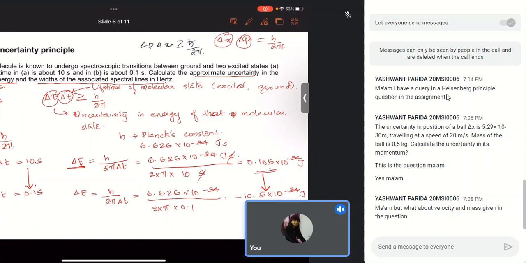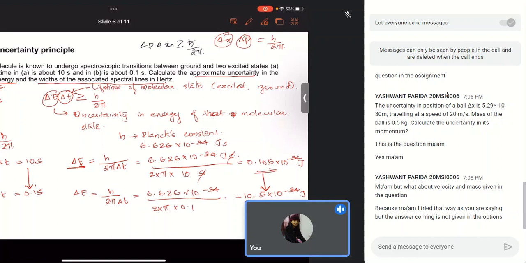I don't know whether the information about velocity and mass is particularly required. I'm not sure about it, Yeshwant. I personally haven't solved this particular question. If you really feel there is a particular way to solve this problem, you can write a mail to the instructor regarding that.